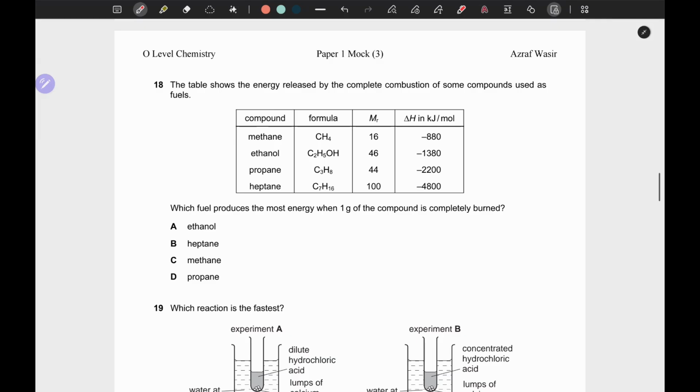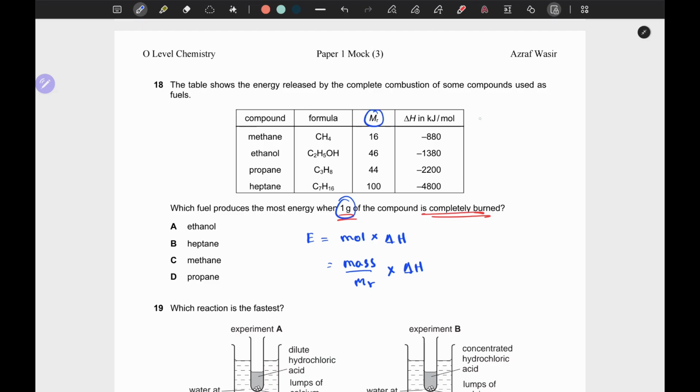Moving on to number 18, the table shows the energy released by the complete combustion of some compounds used as fuel. So we have the name of the compound, the formula, the Mr, and the enthalpy change per mole. Which fuel produces most energy when 1 gram of the compound is completely burned? So for this question, all we really have to use is energy equals moles times enthalpy change. And since we have the mass and the Mrs, moles is going to be simply mass by Mr. And then we multiply by delta H. So all we really have to do is find the energy for all 4 of the cases.